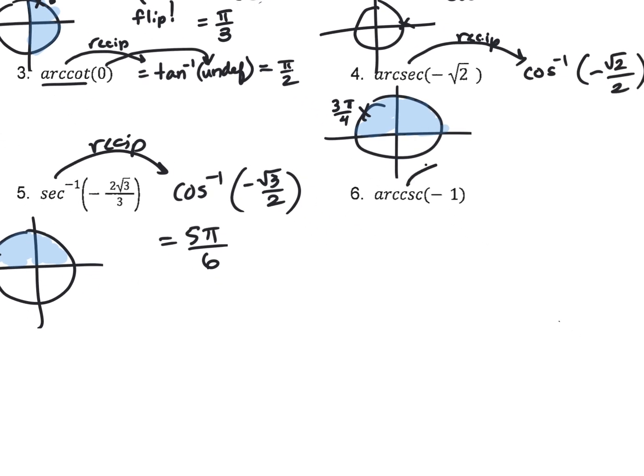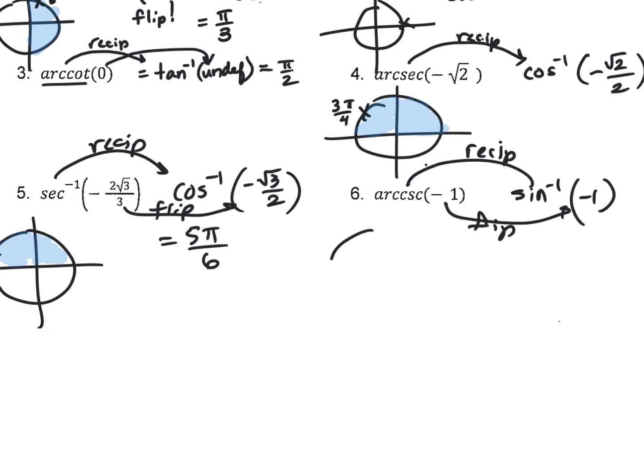Get it? If we do recip, flip, what's the reciprocal of cosecant? So inverse sine. If you flip over negative 1, what do you have? Negative 1. What two quadrants do we do for sine? First and fourth. Okay, so where is sine negative 1? Down here at the bottom. Good. We don't call it 3 pi over 2, do we? We call it negative pi over 2.